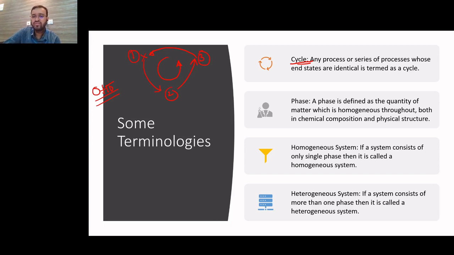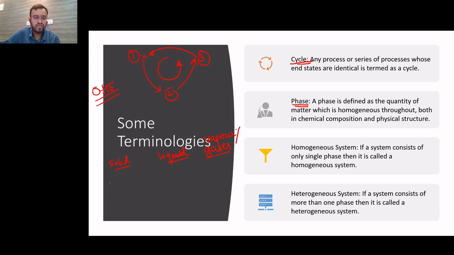Then we have to talk about something called a phase. A phase is defined as the quantity of matter which is homogeneous throughout, both in chemical composition and physical structure. For example, we talk about solid phase, liquid phase, and gases or vapors. Okay, so we popularly talk about three phases of matter. So we have a solid phase, a liquid phase, and a gas phase.